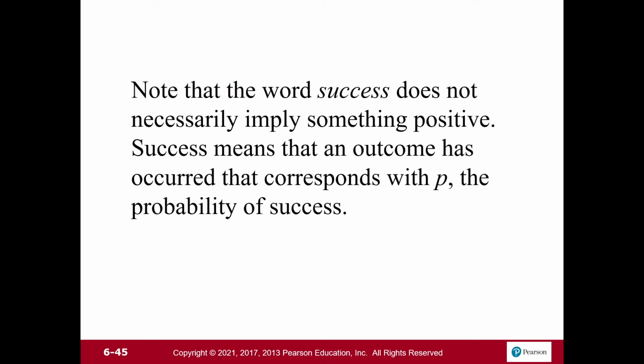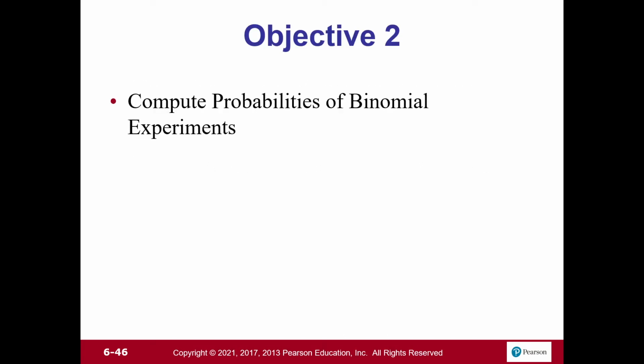If an ace is not selected on the first trial, the probability of an ace on the second trial is 0.078. Note that the word success does not necessarily imply something positive. Success means that an outcome has occurred that corresponds with p, the probability of success. So now we're going to compute probabilities of binomial experiments.